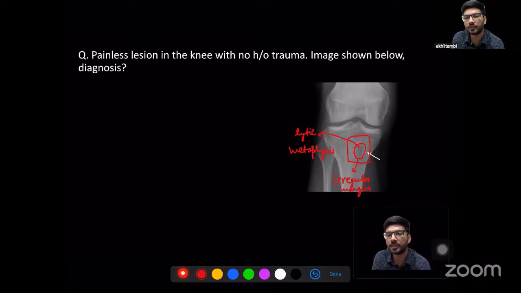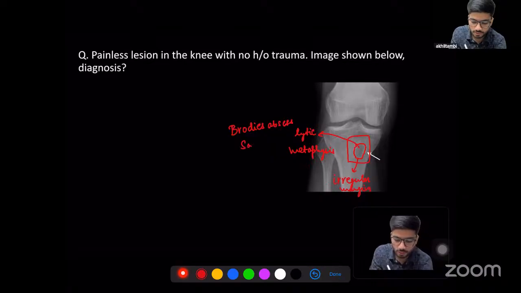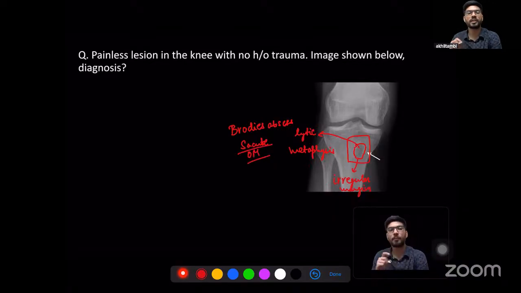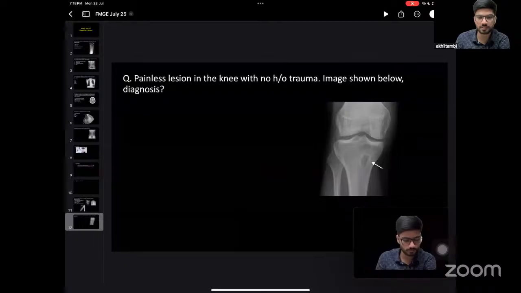Mostly on the tibia it will be seen, right? And it is what is known as Brodie's abscess, which is a result of subacute osteomyelitis. Subacute osteomyelitis, right? So this is also a very important question, and directly a spotter that is asked in multiple exams. It has been asked previously also, so this is a repeat kind of question. Now coming on to the next question. So this much only.